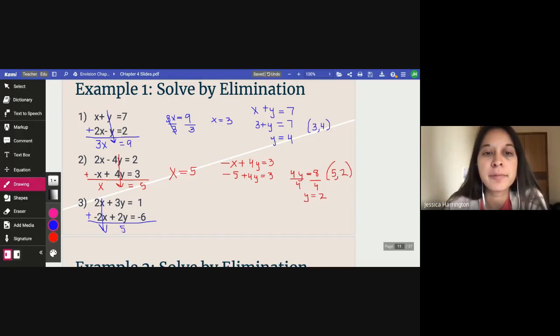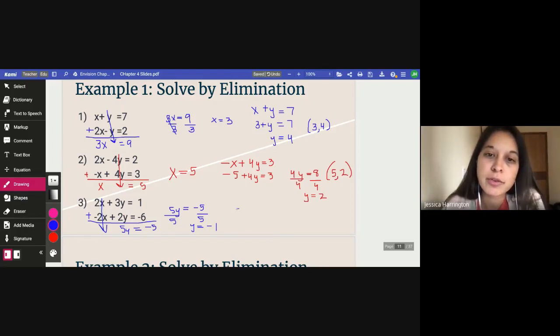Now let's do 3y plus 2y. Well, that's 5y equals 1 plus negative 6. 1 minus 6 is negative 5. So when I come over here and I solve for y, divide each side by 5, I get y equals negative 1. And now I'm going to go back and think about which one of these is going to be easier to solve.